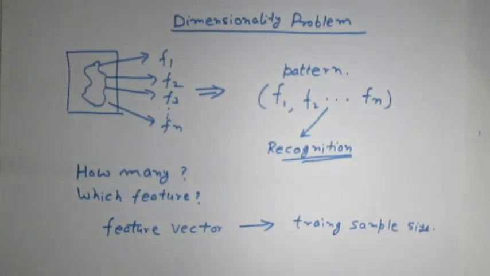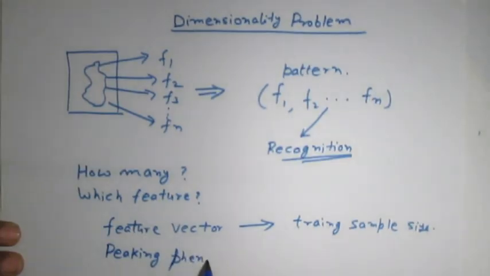If this training set is small relative to the number of features, then an increase in the number of features can degrade the classifier performance. This effect is called the peaking phenomenon. So it is always desirable to keep the feature size as small as possible without compromising the performance of the classifier.